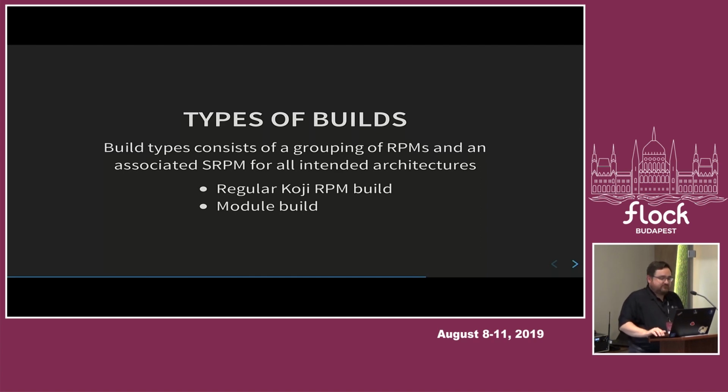All right, so build types: regular Koji RPM builds, and rpminspect also supports module builds. rpmdiff does not. This is built to extend to other things that Koji might output in the future. I know Koji does more than RPM builds, but let's say at next year's Flock we all decide to start using Debian packages, we could modify it for that very easily. It would be trivial.